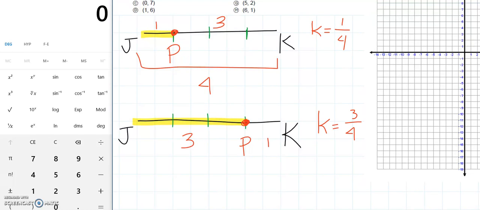So what I'm going to be doing is I'm going to be doing this partitioning problem twice. Once using a K value of 1/4, and then another time using a K value of 3/4. That's all you do different if they're asking you for 2 possible locations.